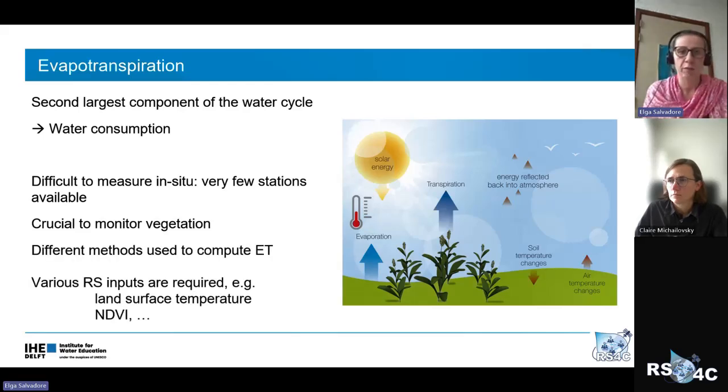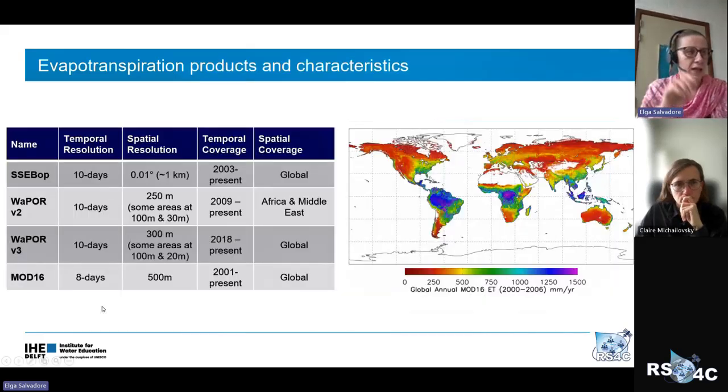There are different methods, again, to compute ET. I think one of the most common is the energy balance approach. And for that, you also need a number of remote sensing inputs. So for instance, we will need land surface temperature, which is something Claire discussed before, and also NDVI, one of these parameters.